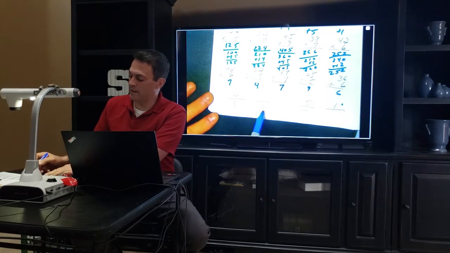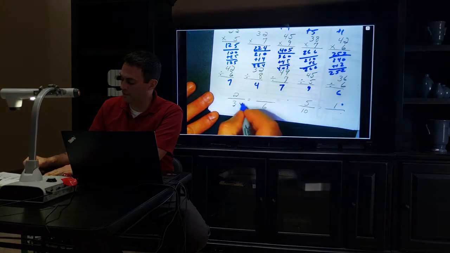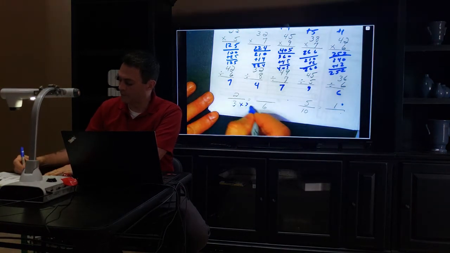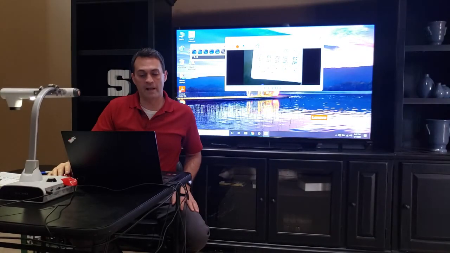2/3, how do we make an equivalent fraction with a denominator of 6? Well, to get from 3 to 6, we have to multiply by 2, right? 3 times 2 is 6, so we do the same thing up top. 2 times 2 is 4, and 4/6 is equivalent to 2/3. We froze up. We can fix that.